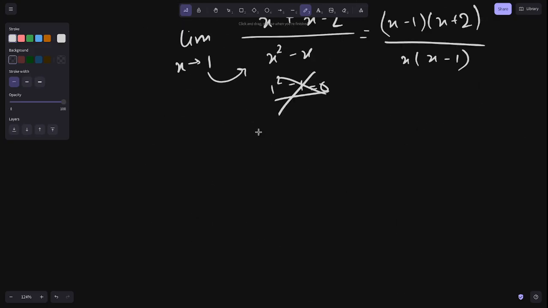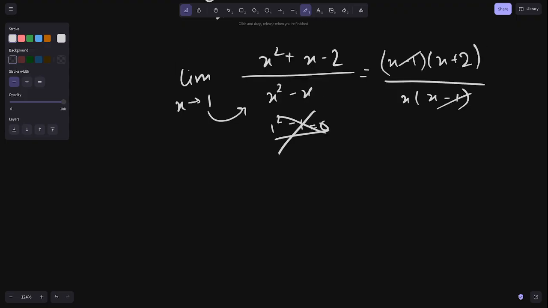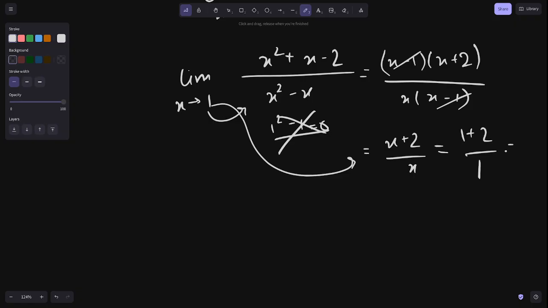So what we do is we factorize this, we cancel the x minus 1, and we get (x plus 2) by x. Now you can put the value of 1. So what will the value be? 1 plus 2 over 1, the value will be 3 if I am not wrong. Let me check the answer. Yes, it's correct. Okay.